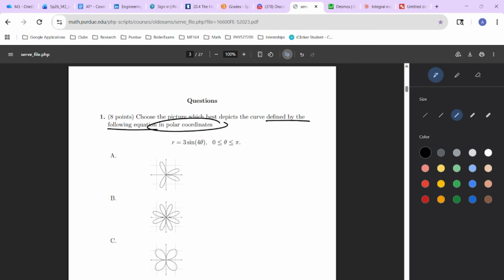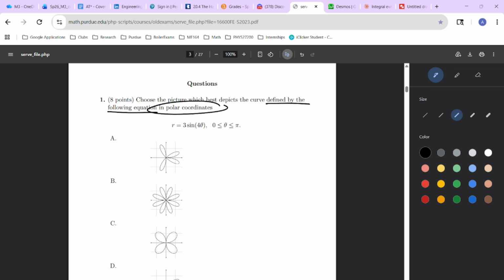I've already made some annotations here, so just keep those in mind. Choose the picture which best represents the curve defined by the following equation in polar coordinates: r = 3 sin(4θ), where θ lies between 0 and π as our boundary theta values. There's not really a better way to go about it in such a short time than just to plug numbers in and then plot their outputs on a graph.